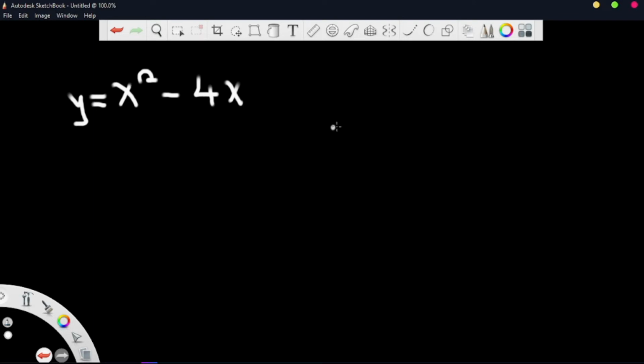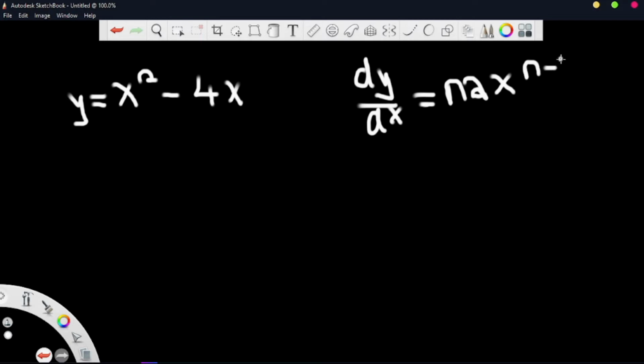If you remember from the last video, we said that the derivative formula goes something like this, where we have n a x to the power n minus 1. So how are we going to find the derivative of such a thing using this? Our n, the power, will multiply our number, then our x power will be reduced by 1.